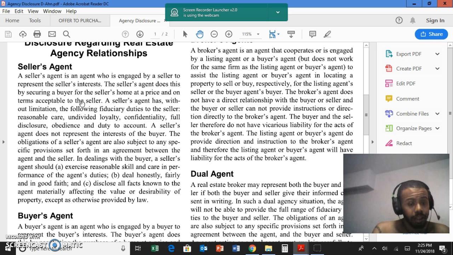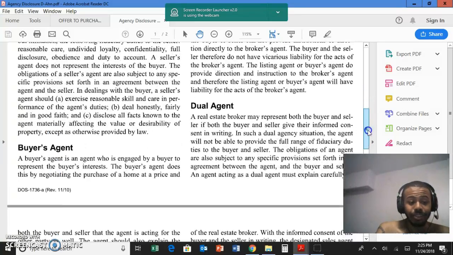agent and the seller. In dealing with the buyer, a seller's agent should: A. exercise reasonable skill and care in performance of the agent's duties, B. deal honestly, fairly, and in good faith, and C. disclose all facts known to the agent materially affecting the value or desirability of the property, except as otherwise provided by law. Okay, so that's what the role of a seller's agent is specifically.